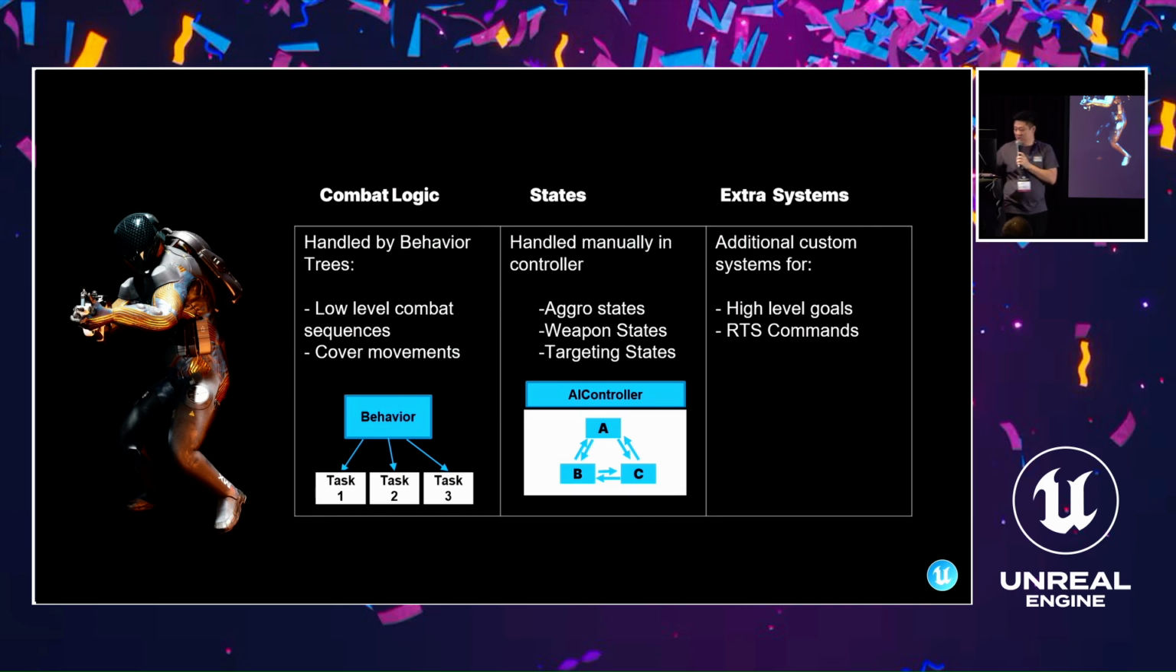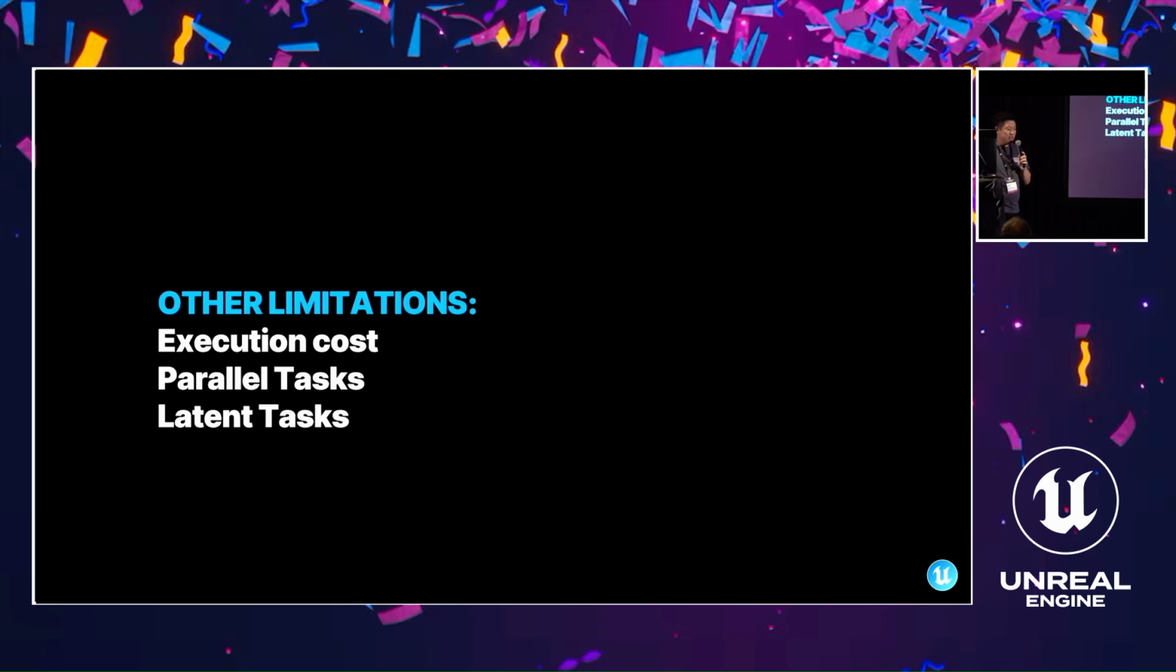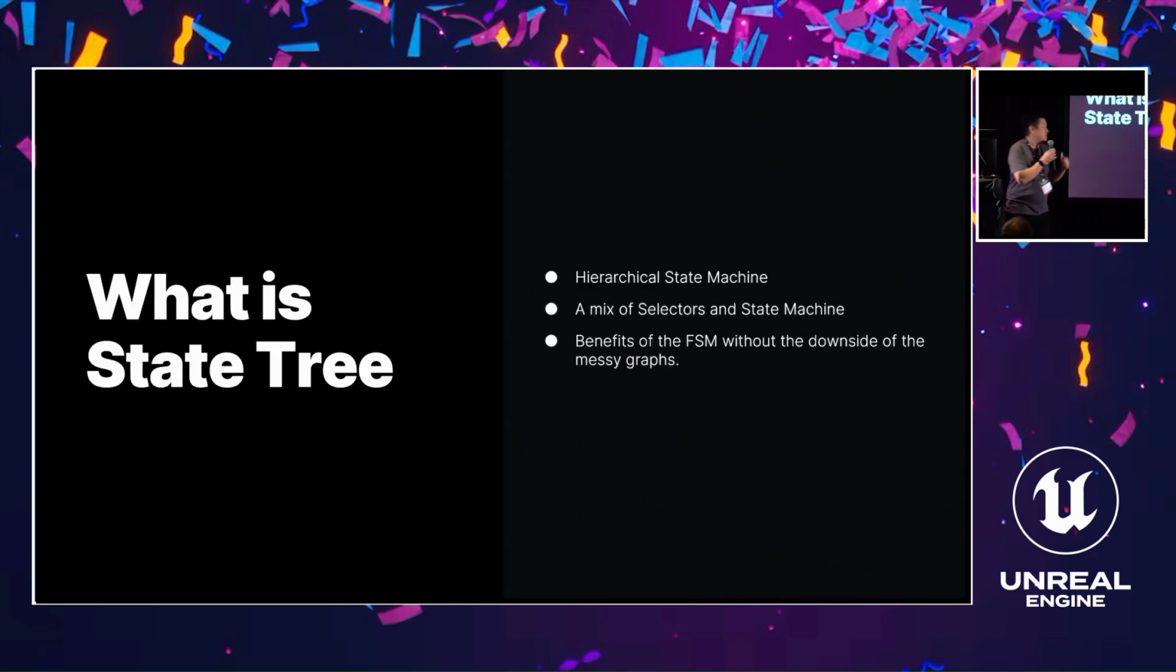trees, right? So there are other smaller limitations like execution costs, because with behavior trees, whenever something fails, you have to run the whole thing again to get to where you are. So there are a lot of execution costs, decorators, parallel tasks are a problem as well, latent tasks as well. So I don't want to go too deep into it. I will go straight to state trees.